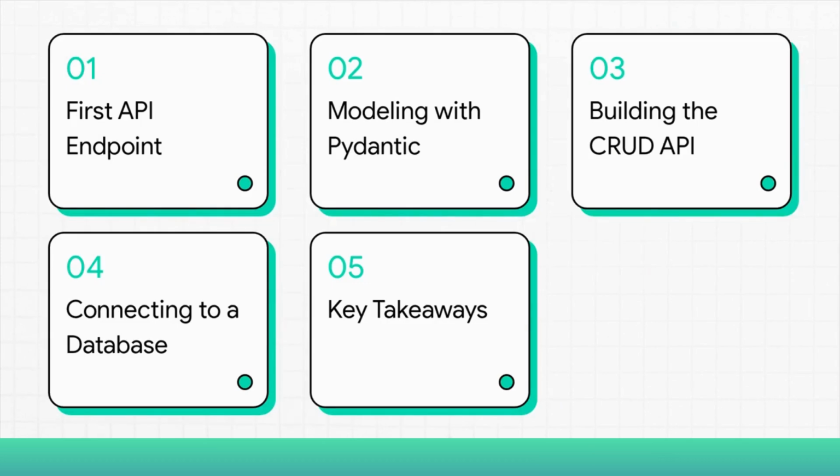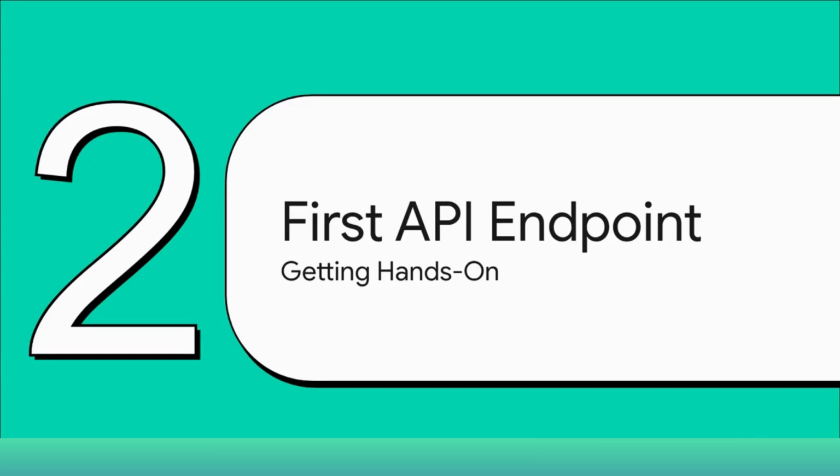So here's our game plan for this explainer. We're going to start with the basics, a simple hello world. Then we'll figure out how to structure our data, build out the core functions of our API, connect it to a real database, and then we'll wrap it all up with the most important things to remember. All right, let's get our hands dirty.